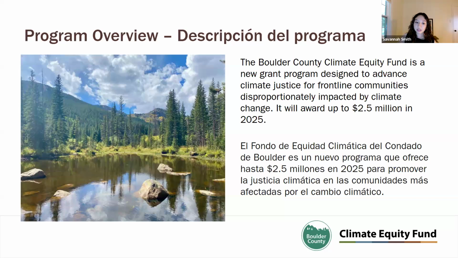The Climate Equity Fund is supported by $1 million each from the Sustainability Tax, the Boulder County General Fund, and the Gross Reservoir Settlement Fund. This fund will distribute up to $2.5 million in 2025.